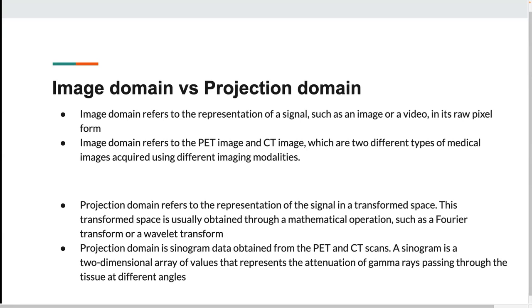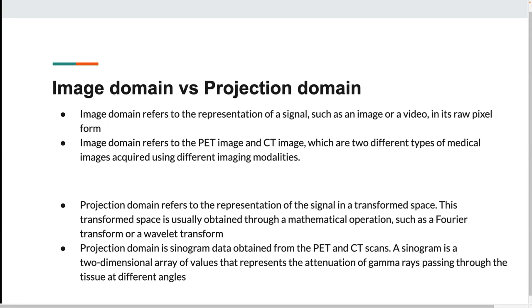Now I'm going to talk about what the image domain and the projection domain are. Image domain refers to the representation of signals, such as an image or video, in its pixel form. For the image domain in this paper, they refer to the PET image and the CT image, which are two different types of medical images acquired using different imaging modalities.